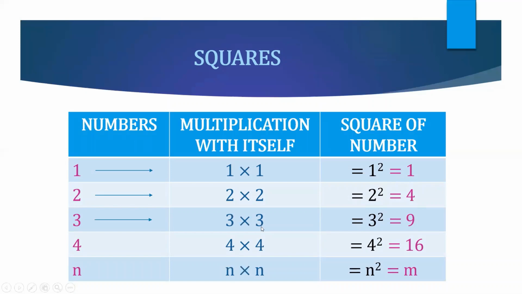Same, 3 into 3 is equal to 3 square is equal to 9. Then 4 into 4 is equal to 4 square is equal to 16. And for any integer n, n into n is equal to n square is equal to m. Here instead of m, you can take any variable. I have chosen m. So m is called a perfect square of number n.